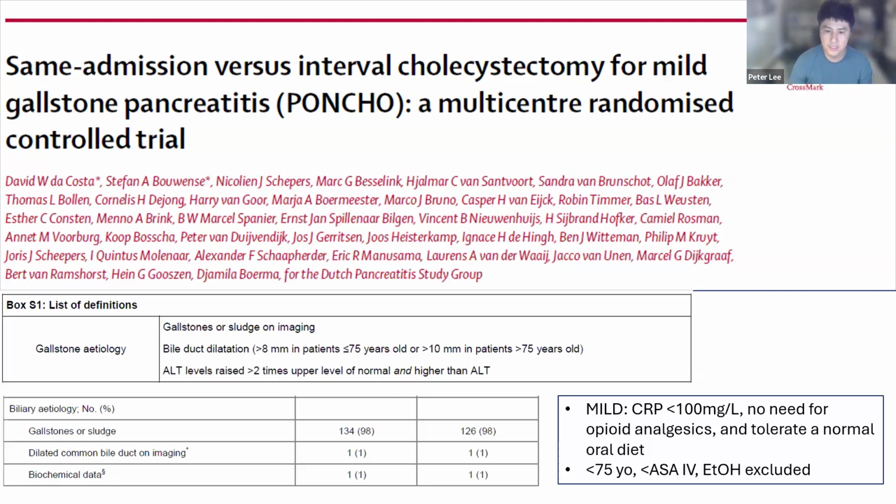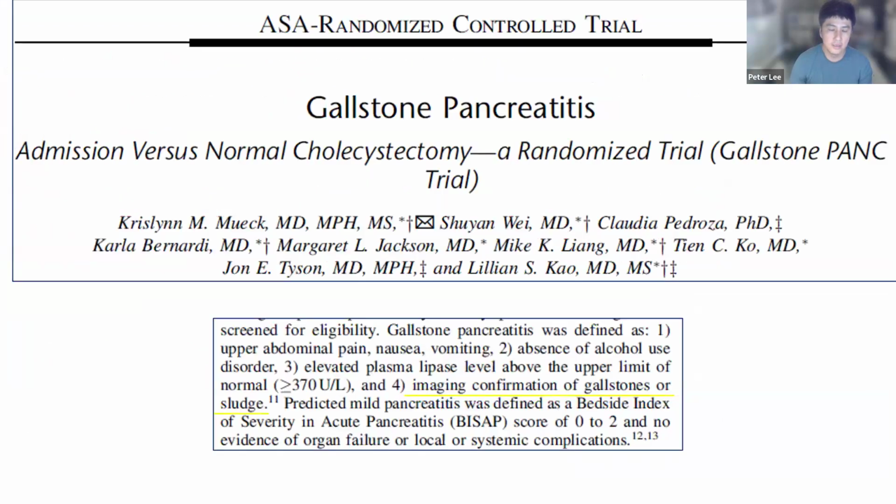In terms of mild severity, they defined it with CRP, and the patient needed to be off of any opioid analgesic and tolerate a normal oral diet. And then they needed to be a little bit younger than 75 and have no other severe comorbidities. In another trial, again, imaging confirmation of stones or sludge was the defining criterion for assigning etiology. So that's helpful to remember.